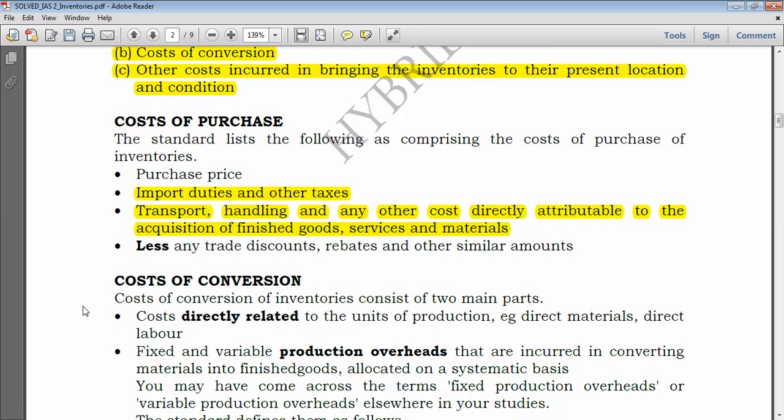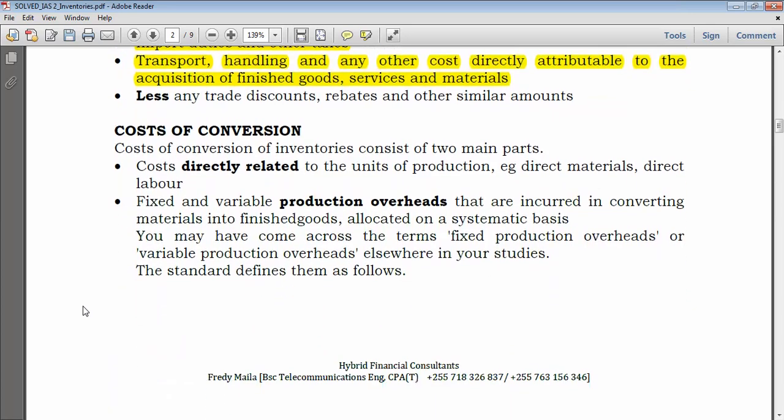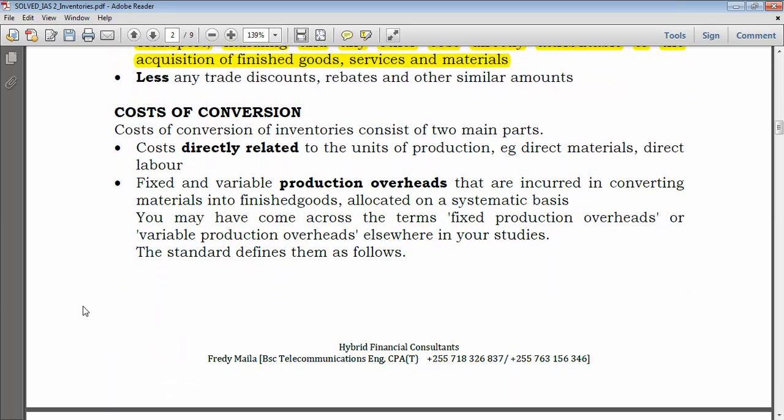We'll have to go to the remaining costs. We said there's cost of conversion and other costs. What are costs of conversion? Yes, now these costs of conversion are when you have the goods and you need to convert them to be finished goods, you would have to incur extra costs to convert them into finished products. So most of these are incurred by manufacturing entities. Yeah, so that makes sense.